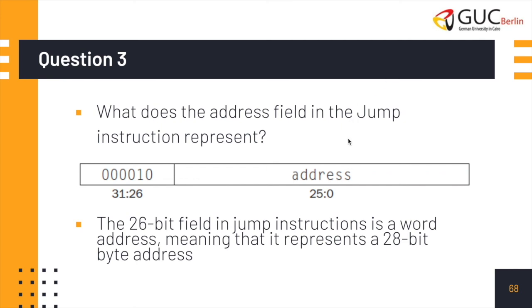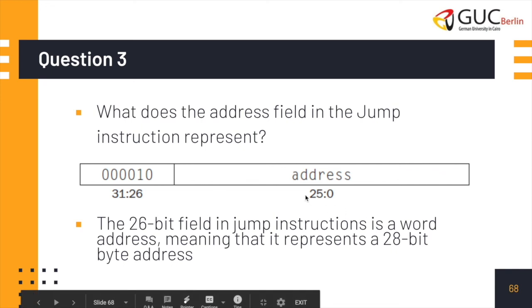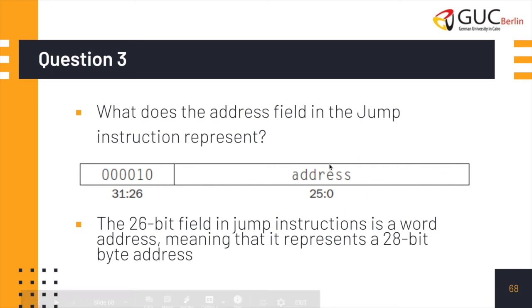At the end, this address field is a word address, it is not a byte address. We need to multiply it by 4 to get our byte address. Just for here, you should know that this address is a word address, and to convert it into a byte address, as usual, we need to multiply by 4 or shift to the left by 2.